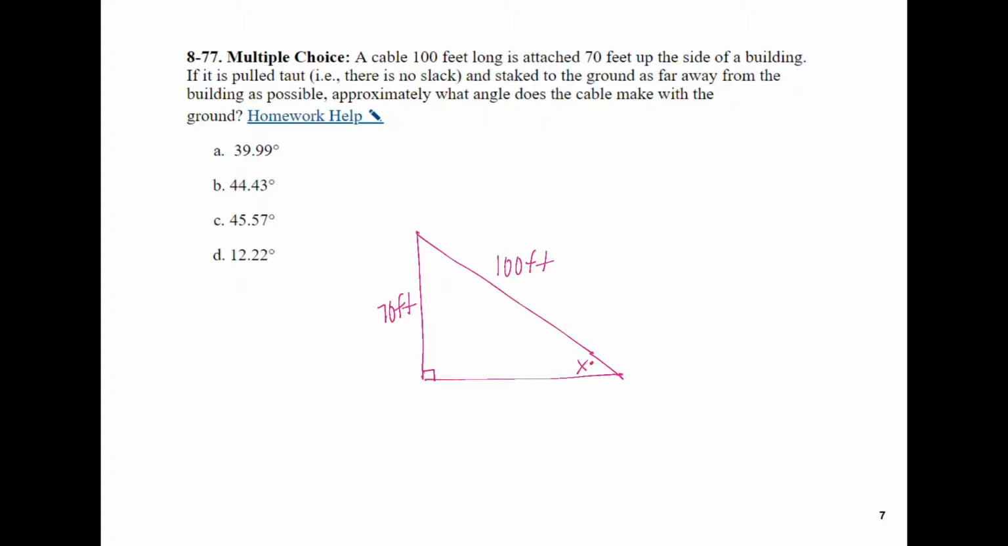If we are talking about a right angle, we can use right triangle trig. This right here is the side opposite. This is our hypotenuse. Sine uses opposite over hypotenuse. Remember, when we're looking for an angle, we use inverse trig functions. And when we type that in, we get approximately 44.43 degrees, which is letter B.